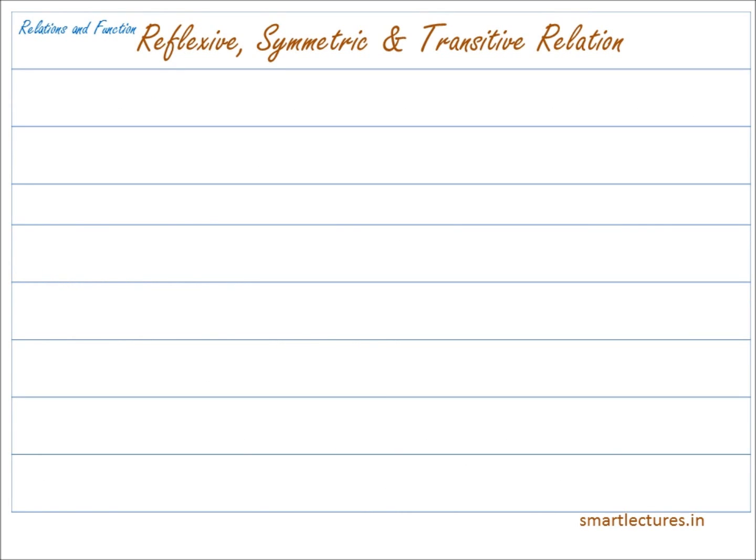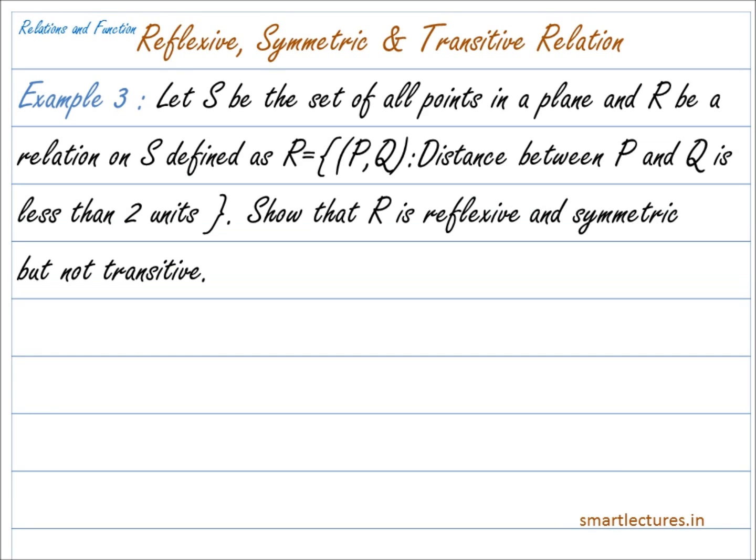Example 3. Let S be the set of all points in a plane and R be a relation on S defined as R is equal to the set of all (P, Q) such that the distance between P and Q is less than 2 units. Now show that R is reflexive and symmetric but not transitive.